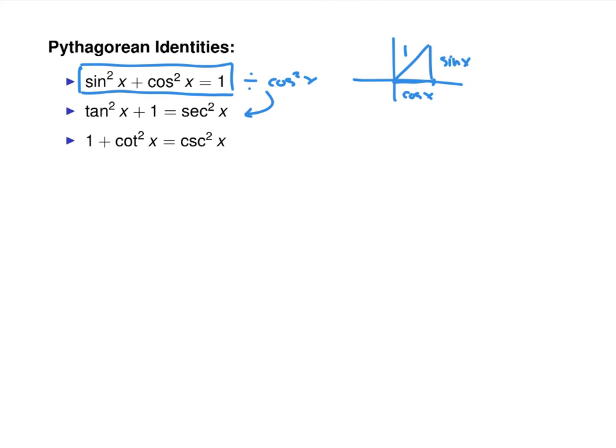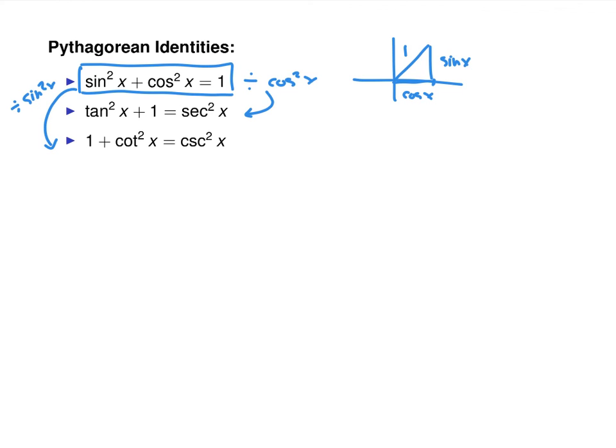How do you think you get the other one? Divide by sine squared. And I listed them in the order they are to make sure it's completely clear. Sine squared over sine squared is 1, right? Cosine squared over sine squared is cotangent squared, right? And 1 over sine squared is cosecant squared.